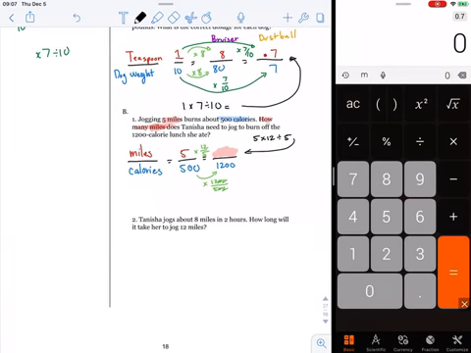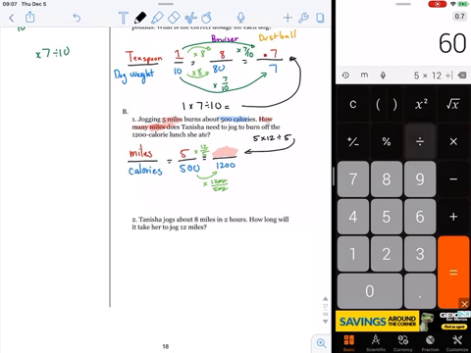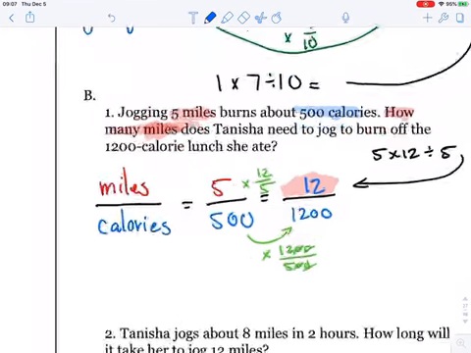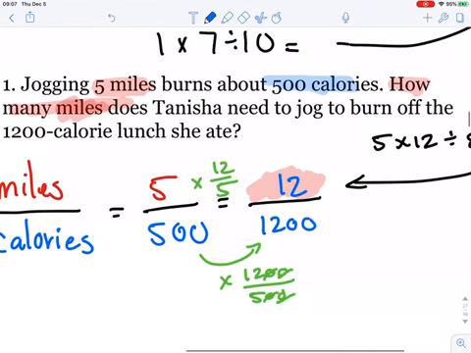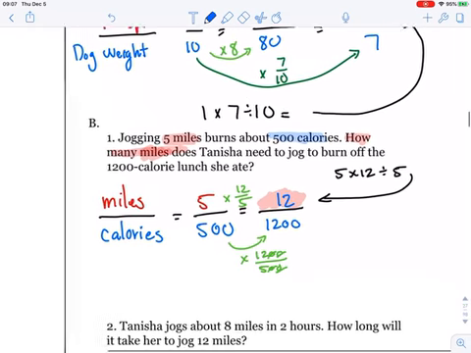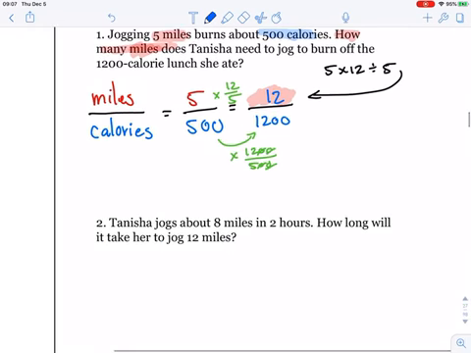So, into the calculator, go 5 times 12 divided by 5, and we get 12 miles that she needs to run. Now, if you are good with fractions and multiplying, you should know that your 5s would just cancel and you would just get 12. But if fractions aren't your thing, you would do something like this.